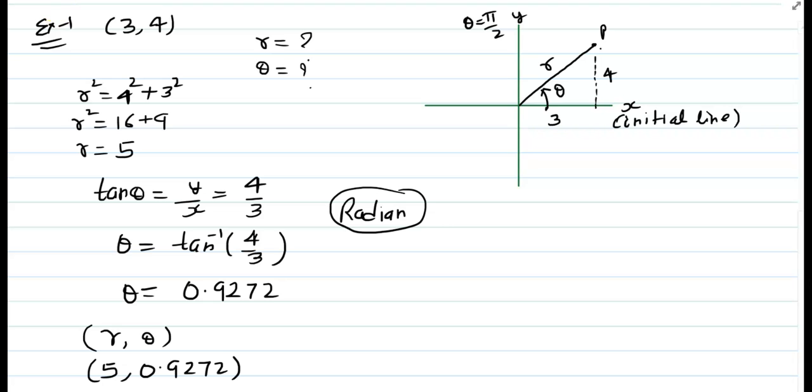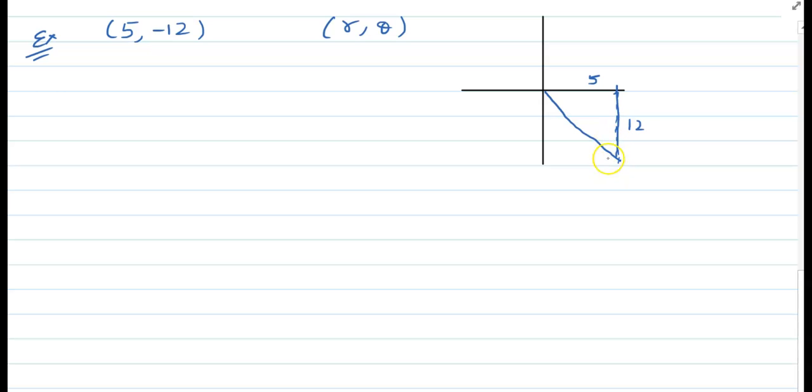Let's go for another example. Next, we need to represent the point (5, minus 12) in the form of polar coordinates, in terms of r and theta. So 5 will be here on the positive side, and minus 12 will be in the negative direction, so suppose this is minus 12 here. You can join them. Minus sign means it is in the negative direction.